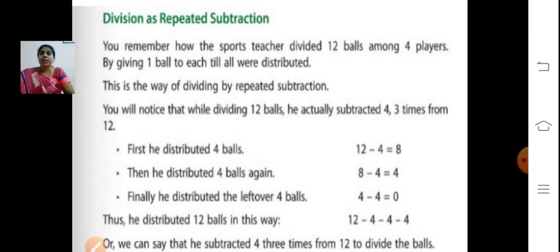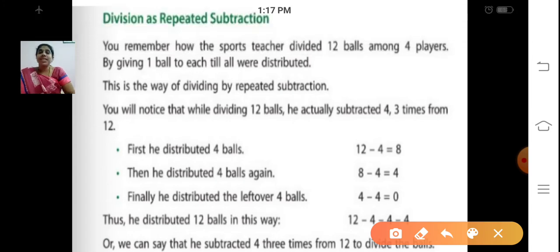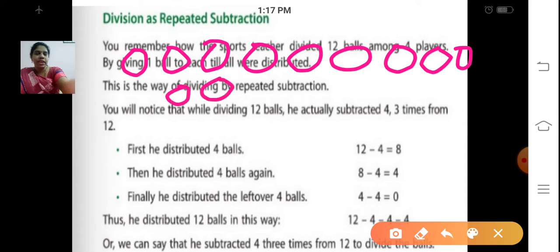Last class we saw a sports teacher. He was having 12 balls in his hand, and 4 players were there. How will he distribute the 12 balls among 4 children? Last class we saw this, right? Now we will do this with repeated subtraction. The sports teacher divided 12 balls among 4 players. How many balls did he initially have? 12 balls. 1, 2, 3, 4, 5, 6, 7, 8, 9, 10, 11, 12. Correct. How many children were there?